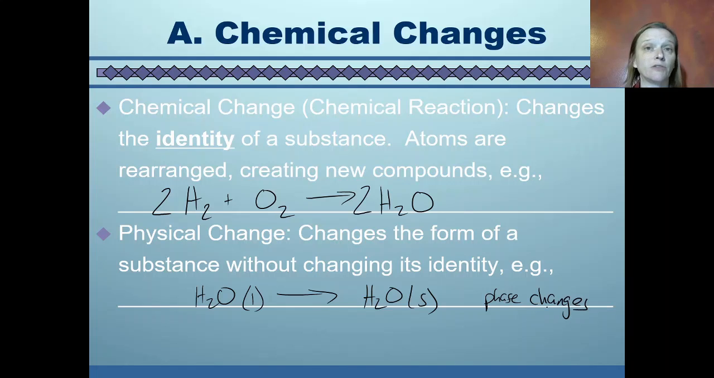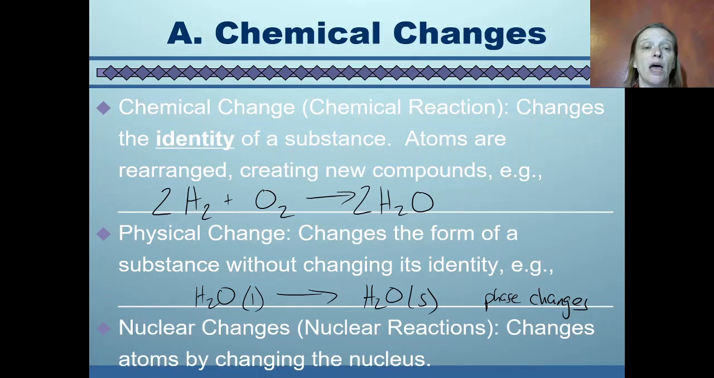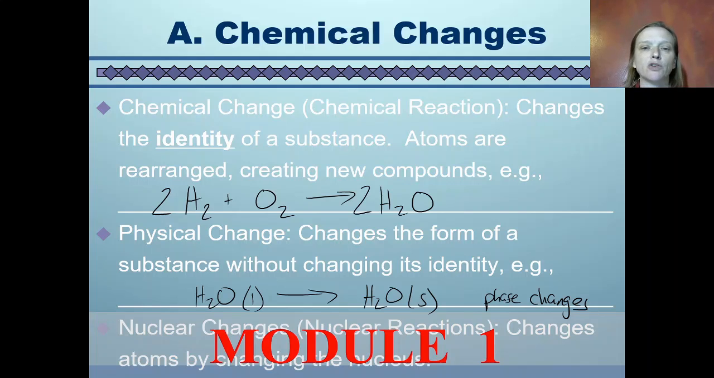There is another kind of change that we learned about in Module 1, and those are nuclear changes. That's when you actually start with one kind of atom and end with a different kind of atom. You're changing the atoms by changing the nucleus. We covered that in Module 1, and we're not really going to revisit that again. What we're focused on here are differences between chemical changes and physical changes.